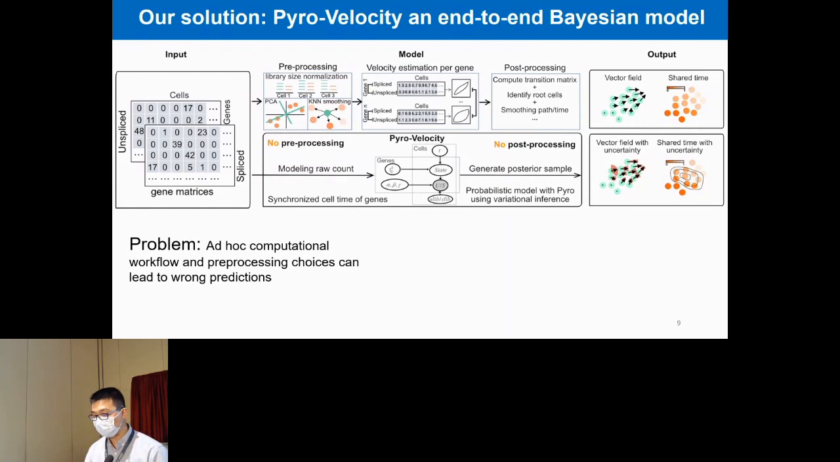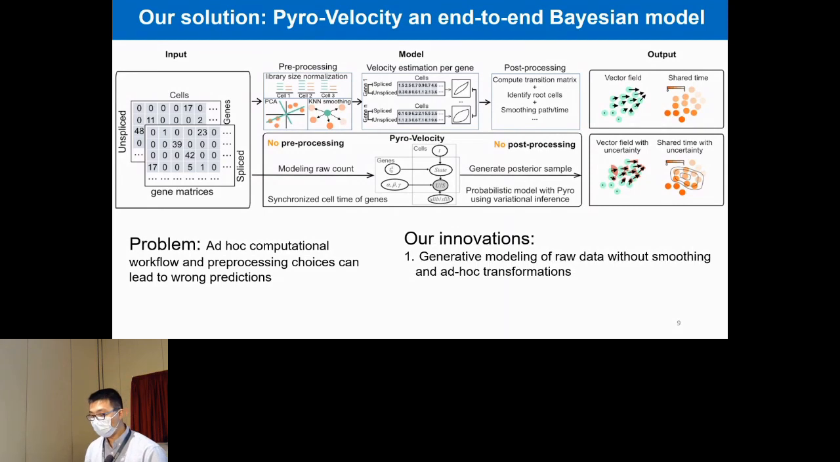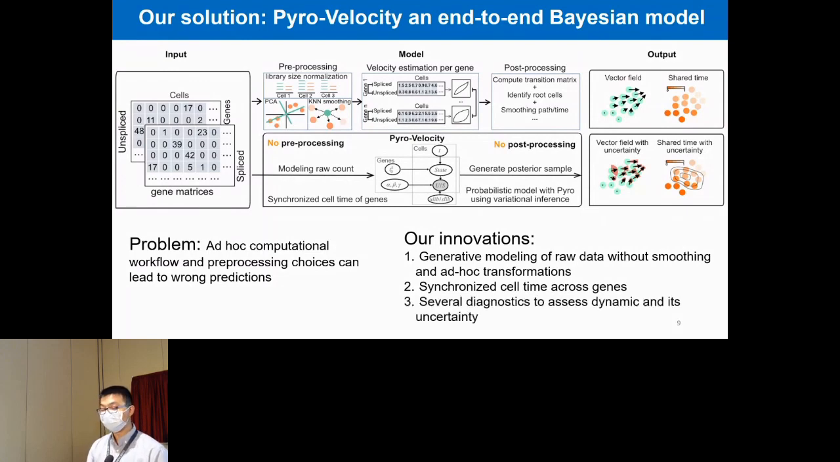What shall we do? In the bottom part, we show the workflow and our innovation. Our model is a generative model that can directly input the raw count without any smoothing and ad hoc transformation. Second, instead of modeling the latent time for each gene independently, we model the synchronized shared time across all the genes together. This much simplifies the workflow. We don't need any of the post-processing in the downstream analysis. The third is that our framework provides several diagnostic plots to assess the dynamics and its uncertainty for the sample you have sequenced.